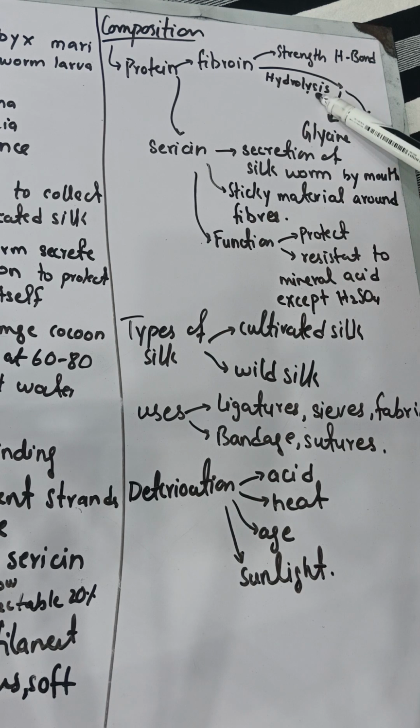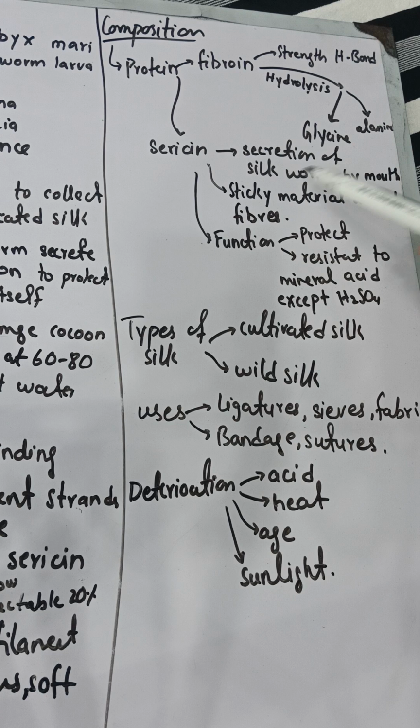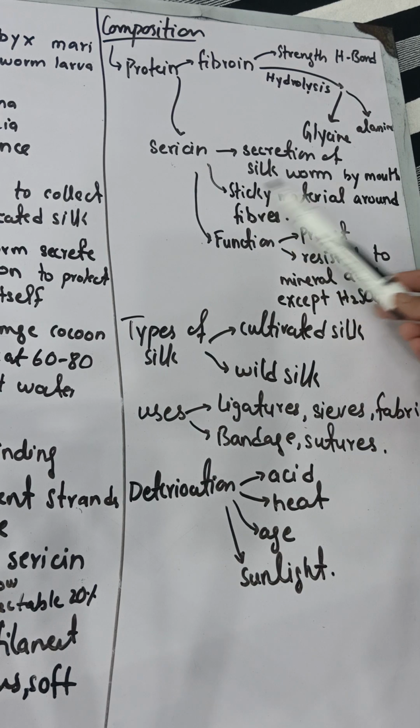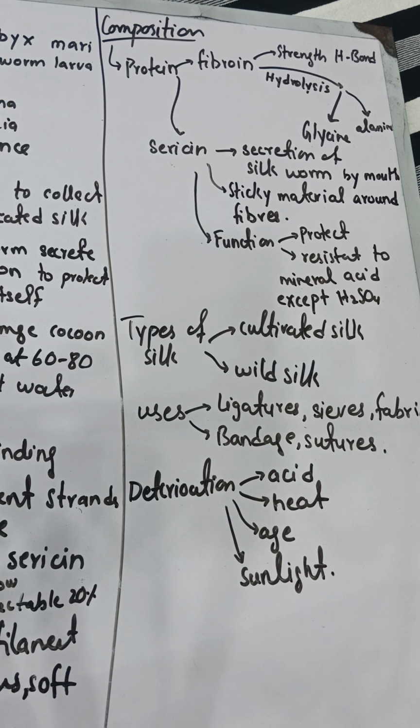When it undergoes hydrolysis, two amino acids are produced. It is strengthened by hydrogen bonds; these two amino acids bond with hydrogen bonds. When they break, hydrolysis happens. Sericin is a protein secreted by the silkworm through its mouth, by a gland present in the mouth. It is a sticky material which sticks around the fibers and makes them combine. Its function is to protect and to resist mineral acids except H2SO4. When H2SO4 is added, it cannot survive.